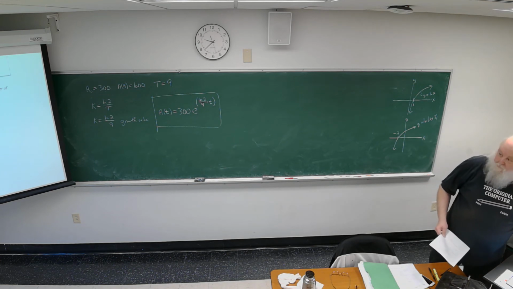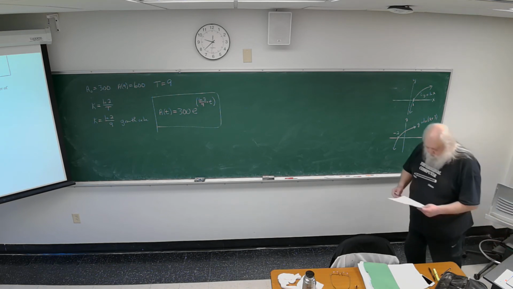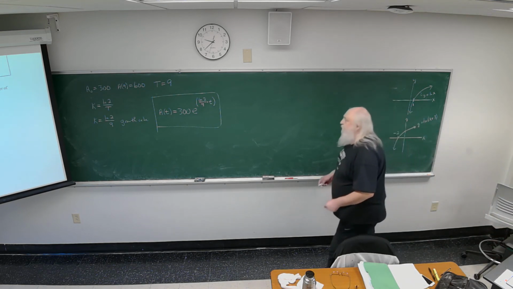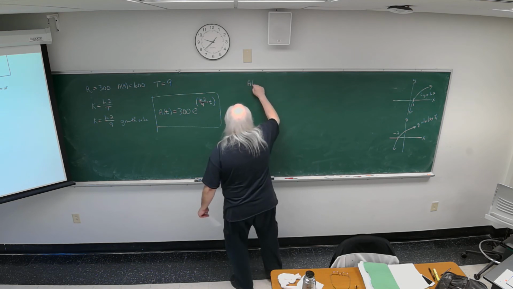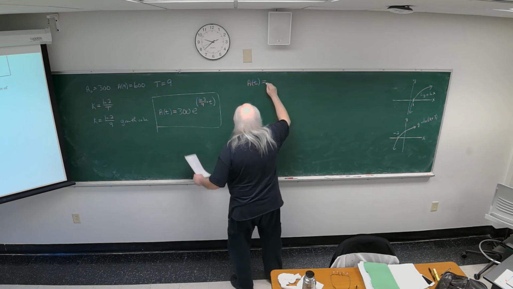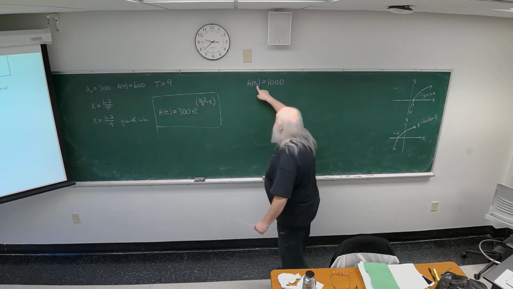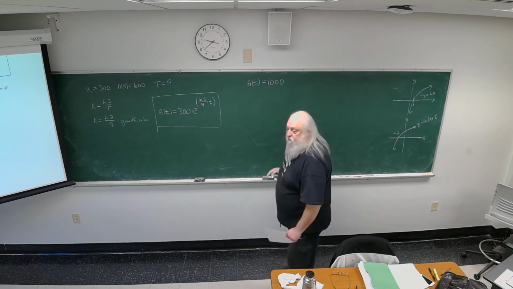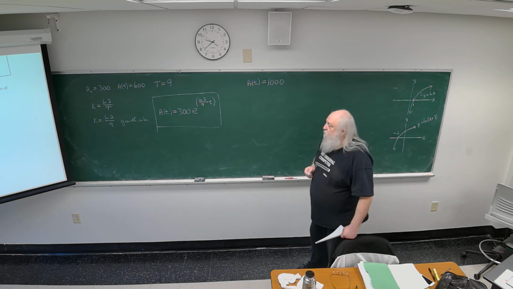In B, it says how long will it take for the bacteria culture to grow to 1,000 bacteria? So we gotta find the value of t. That makes A of t equal to 1,000. For what value of t is A of t equal to 1,000? You find that value of t, you want to know how long it takes for the bacteria to grow to 1,000.